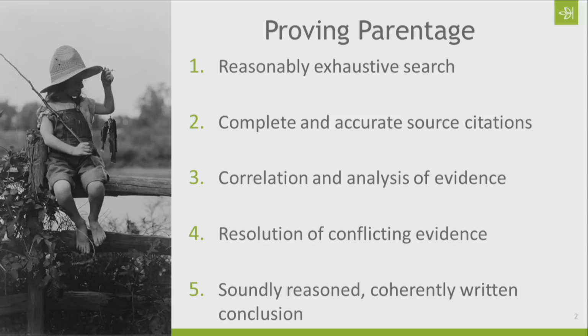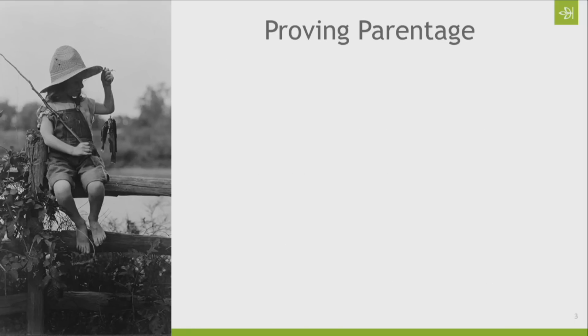These are the 5 steps of the genealogical proof standard. The first one is a reasonably exhaustive search. The second is that we're making complete and accurate source citations. The third is the correlation and analysis of evidence. The fourth is the resolution of conflicting evidence. And then the fifth is that proof summary, or that soundly reasoned, coherently written conclusion. You'll hear me talking about these things as we go through this concept today, and I just wanted you to see a map of how these things lay out in relationship to one another.